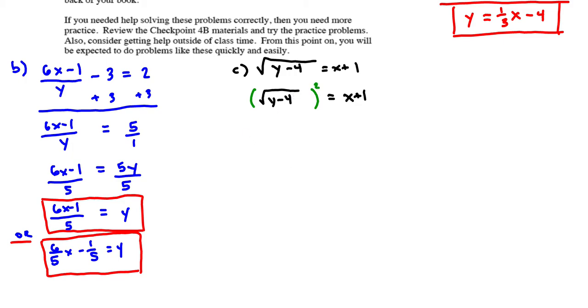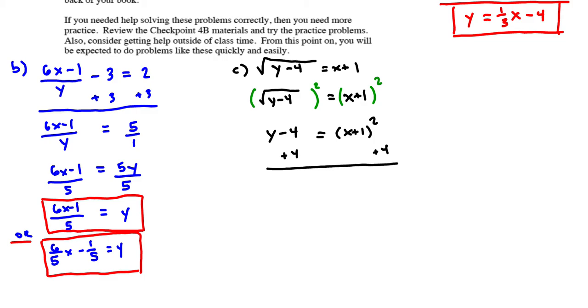If you square this side and we square this side, we're going to end up with y minus 4 is going to equal the square, x plus 1 squared. Now, do I need to multiply the two binomials together? No, I don't. If I'm just graphing this on a calculator and I just need to get y by itself, all I need to do is keep it the way it is and add 4 to each side.